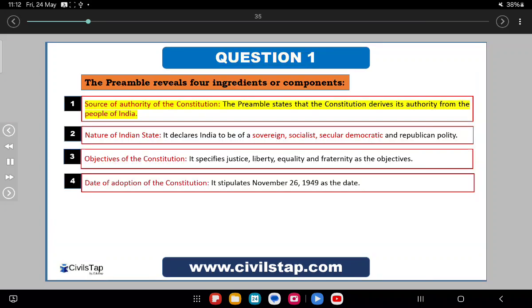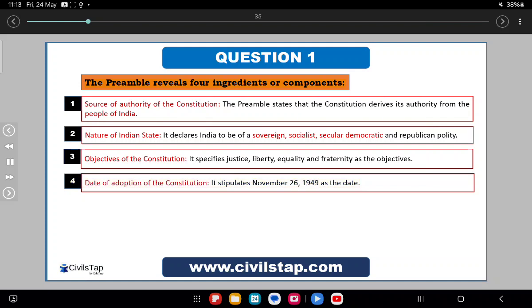Question 1. Source of authority of the Constitution. The preamble states that the Constitution derives its authority from the people of India. 1. Nature of Indian state. It declares India to be of sovereign, socialist, secular, democratic and republican polity. 2. Objectives of the Constitution. It specifies justice, liberty, equality and fraternity as the objectives. 3. Date of adoption of the Constitution. It stipulates November 26, 1949 as the date.